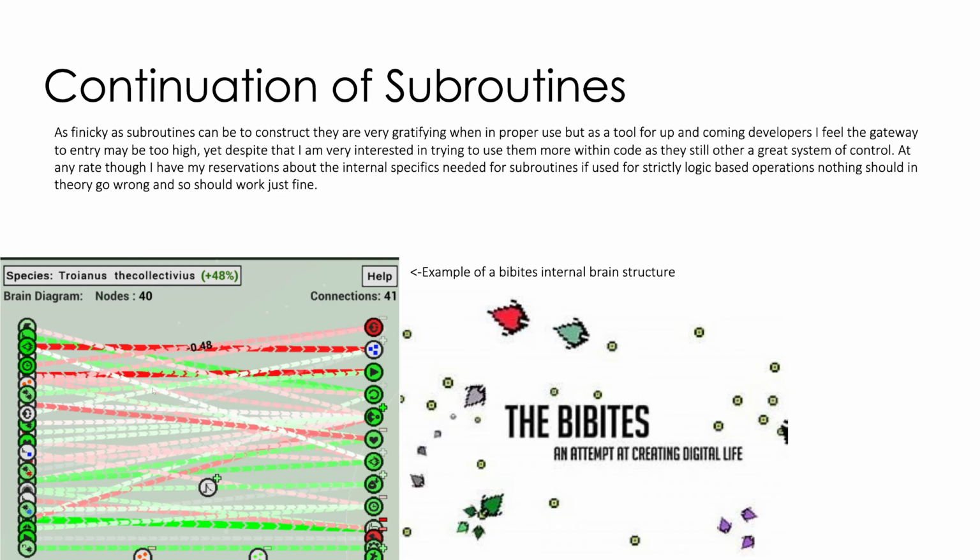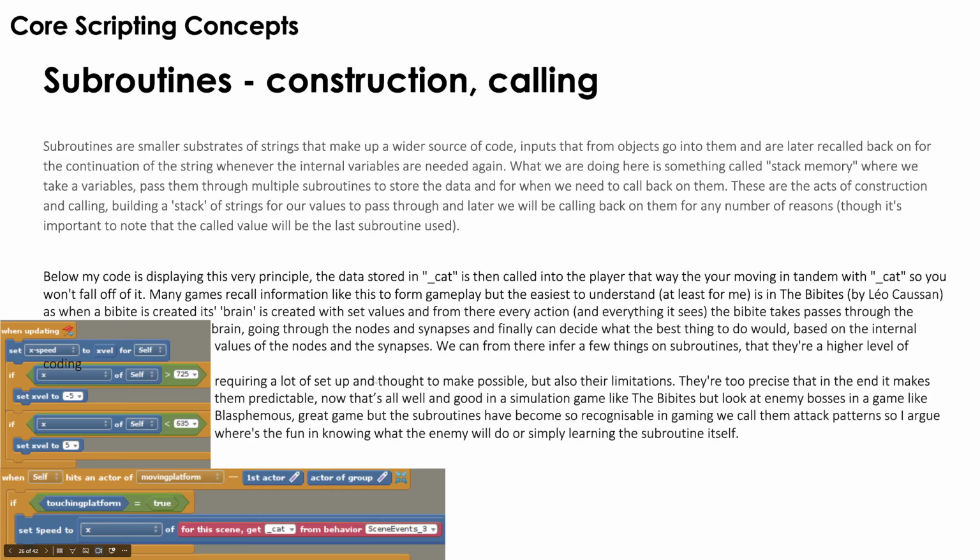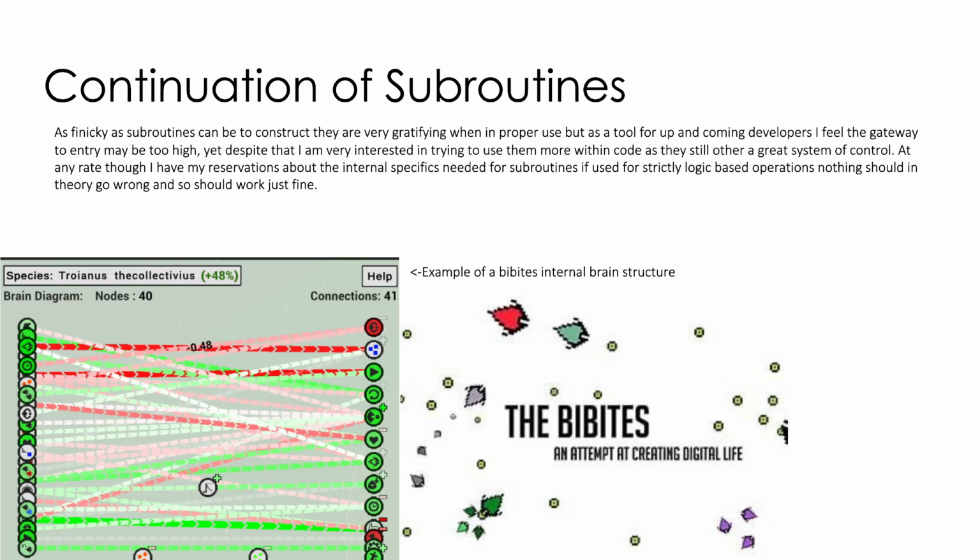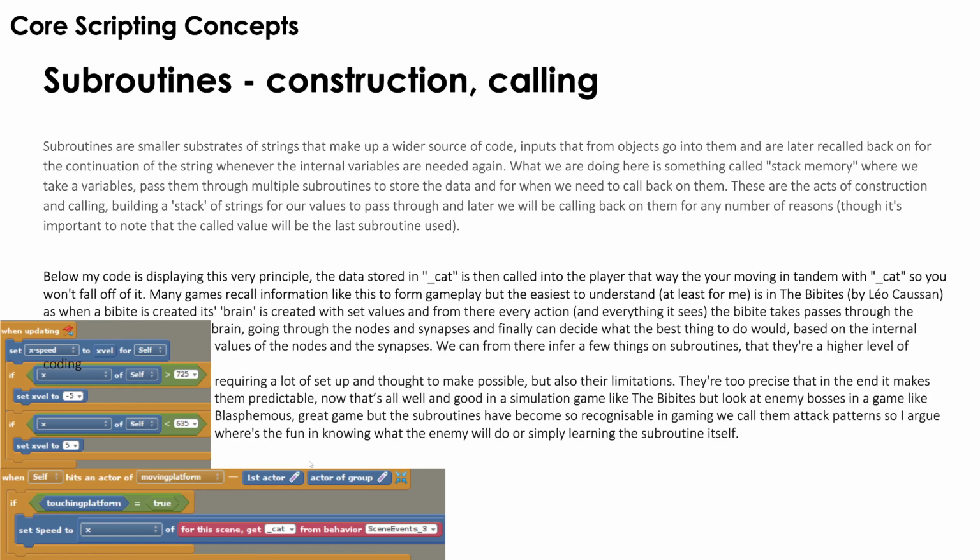This is how the Bit Bytes brain works. You don't need to know this. This is just how a subroutine would go through. This is a very good, I would say, representation visually for subroutines. It goes through here, comes past here, goes into the next one, and so on. The Bit Bytes brain is very nice. The Bit Bytes is a very interesting piece of code. But yeah.